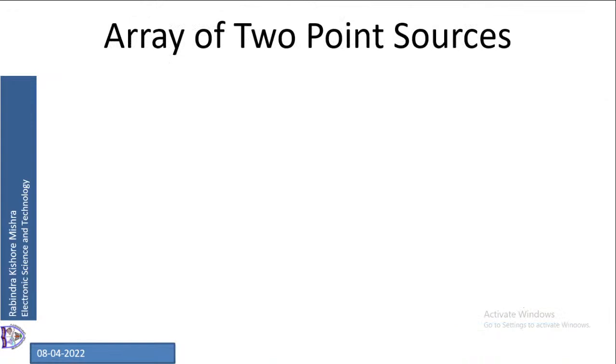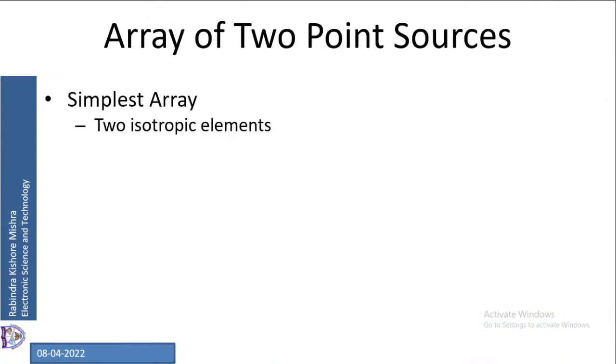Now let us come to the array. For the array we will start with only 2 elements, because as we discussed, an array is more than one element. So more than one element, the simplest thing is 2 elements. So let us first consider only 2 elements. The array of 2 point sources or 2 isotropic sources, because the basic source is the isotropic source. We will consider 2 isotropic sources. So this is the simplest array. The most simple array is the 2-point array, 2-source array, 2 isotropic elements.